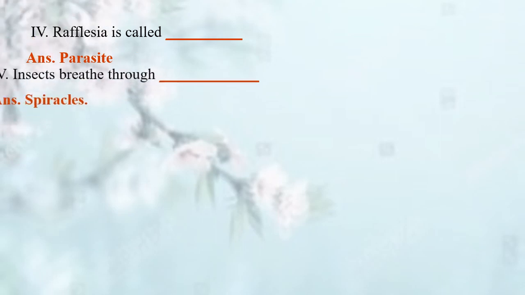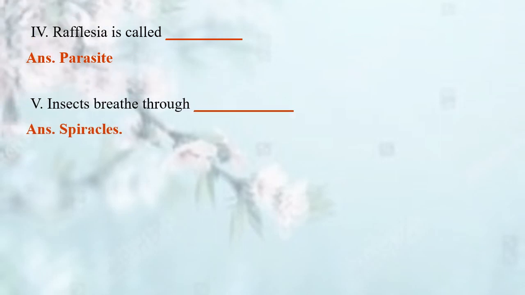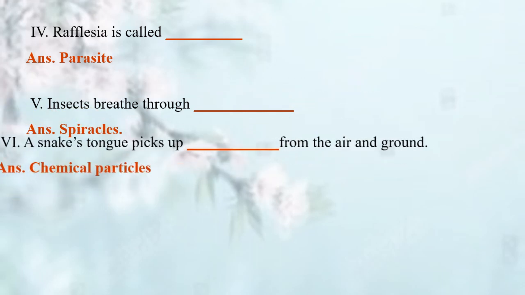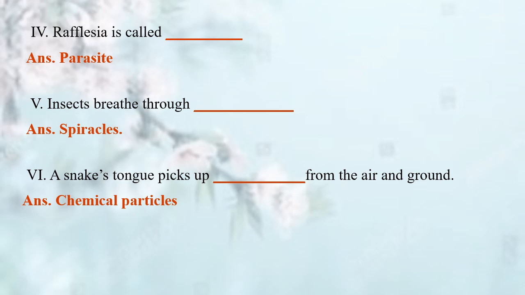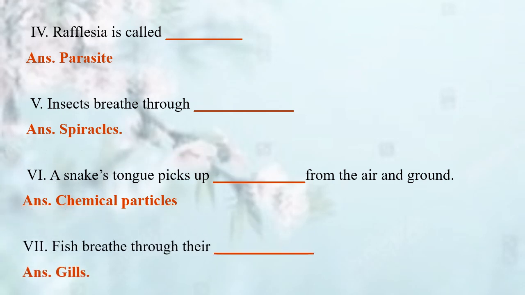Number 4, Rafflesia is called dash. Answer is parasite. Number 5, insects breathe through dash. Answer is spiracles. Number 6, a snake's tongue picks up dash from the air and ground. The answer is chemical particles. Number 7, fish breathe through their dash. The answer is gills.